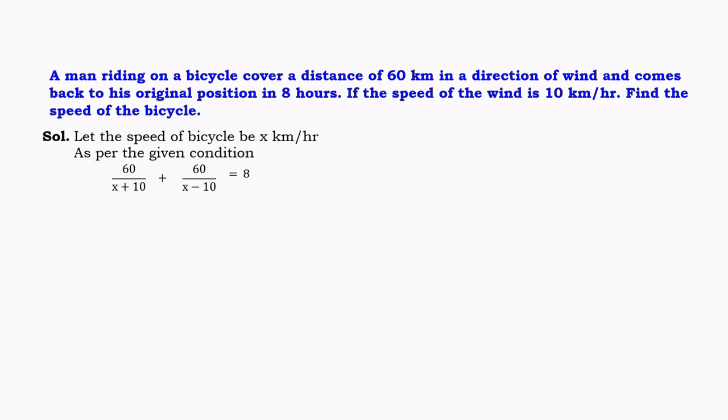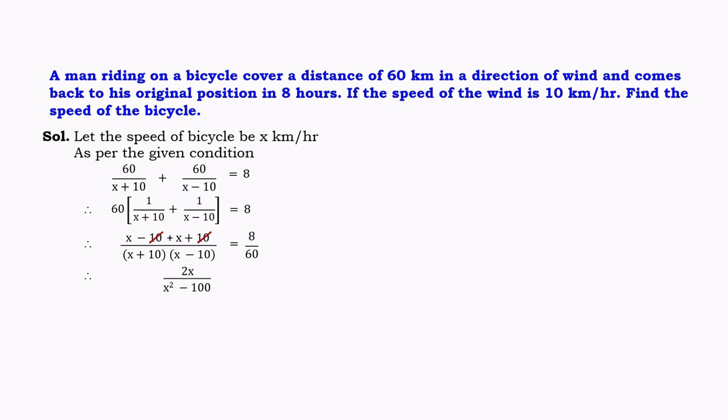According to the given condition, the equation is 60/(x plus 10) plus 60/(x minus 10) is equal to 8. Now, let us simplify this equation step by step. First, take 60 as the common factor. This gives 60 multiplied by [1/(x plus 10) plus 1/(x minus 10)] is equal to 8. Now, add the two fractions. The numerator becomes x minus 10 plus x plus 10, which simplifies to 2x. The denominator becomes (x plus 10) multiplied by (x minus 10).